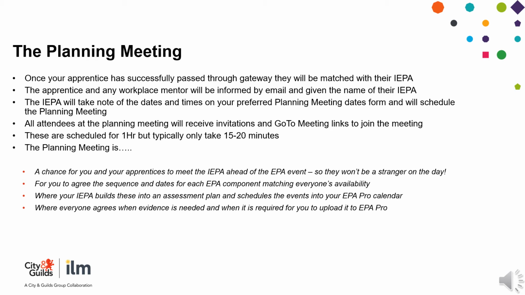These are scheduled for 1 hour, but typically only take 15 to 20 minutes. The planning meeting is a chance for you and your apprentices to meet the EPA ahead of the EPA event, for you to agree the sequence and dates for each EPA component matching everyone's availability, where your EPA builds an assessment plan and schedules the events into your EPA Pro calendar, where everyone agrees when evidence is needed and when it is required for you to upload it to EPA Pro.